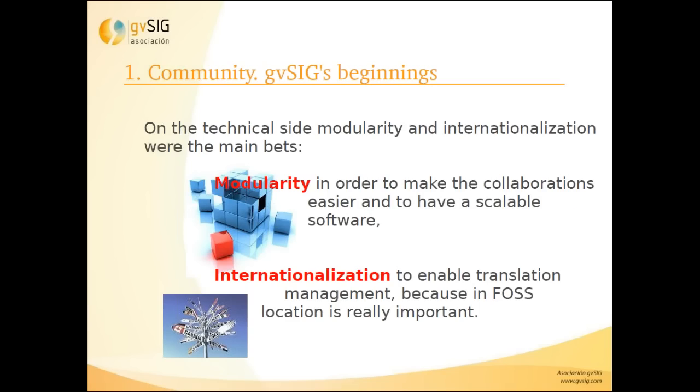On the technical side, from the very beginning, it was important to have, on one side, modularity, and on the other side, a way of managing translation in an easy way. So both things were really important. Modularity in order to make collaboration easier, and to have software that would be scalable in the future. And on the other hand, we know that in free and open source software, localization is important, and to have the interface, the manuals, all the information about the software in your own language is something important. So internationalization also was a big bet for the project.